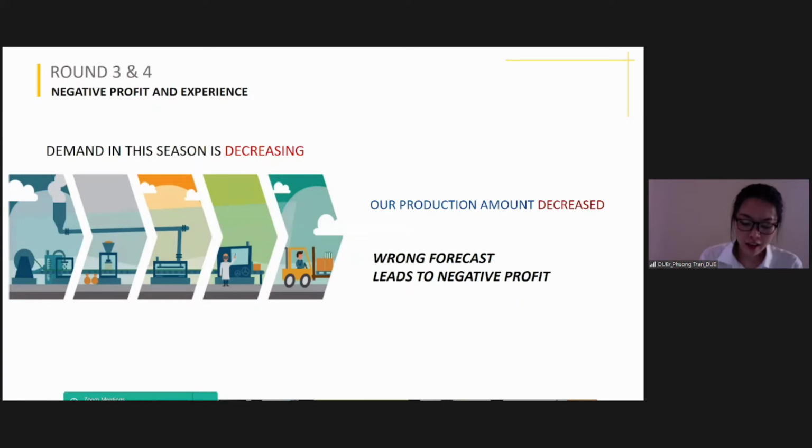After getting profit in round 1 and 2, we had some problems in round 3 and 4 when our profit was negative. We realized that the demand in the season decreased, so we decided to reduce the amount of production. However, we did not accurately predict the output supply for the market. Therefore, it led to our negative profit result in round 3 and 4.